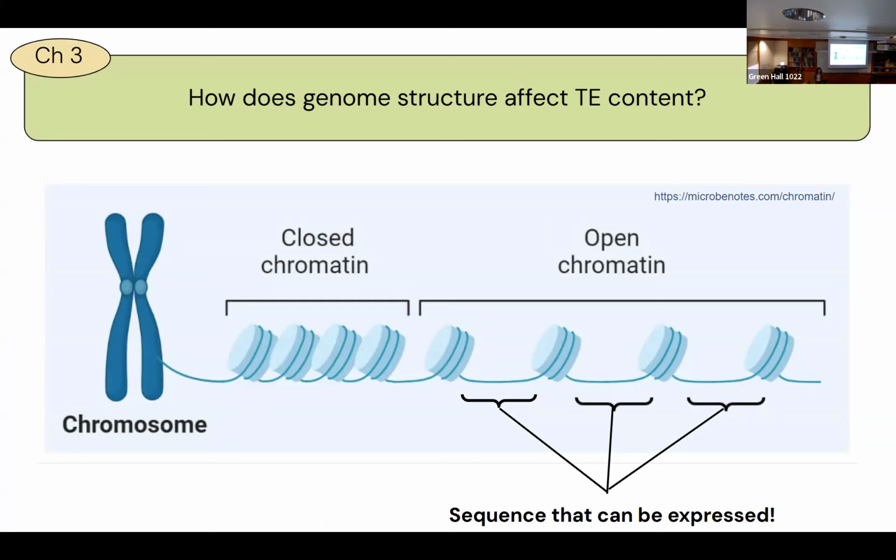And to wrap up this presentation, I'll give a brief overview on what I'll be working on for my third chapter. Up until now, we have talked about the genome as a static landscape where TEs can bounce around and it's just the TEs in the genome that cause these variations. But that's actually an oversimplification of the genome.